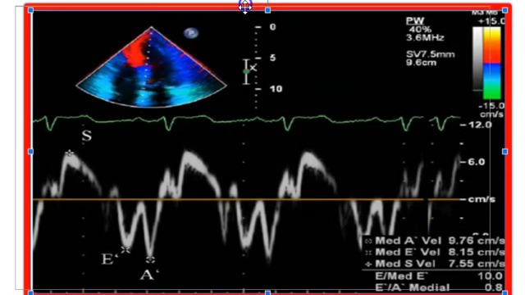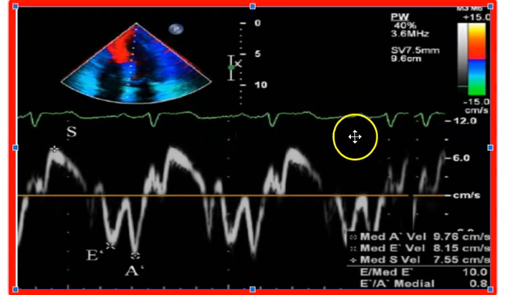Sorry about that. As opposed to the blood velocity. Tissue is very low velocity but high amplitude. Blood is very high velocity but low amplitude.